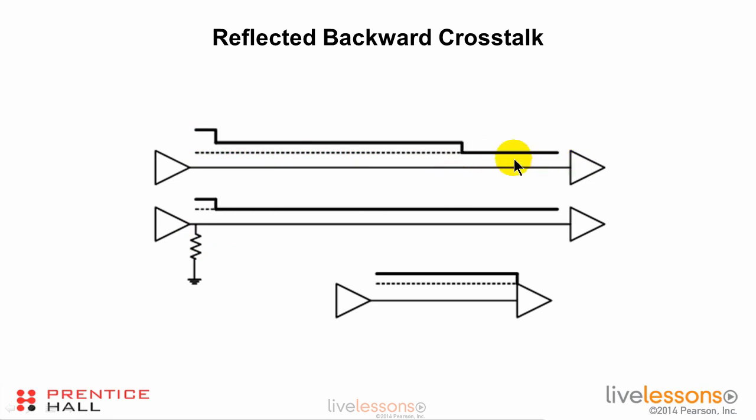So what happens at the far end with backward crosstalk depends on what the situation is back here at the near end. The backward crosstalk may show up at the far end of the victim trace if it reflects off this end, the near end, but the backward crosstalk signal may not show up at the far end of the victim trace if the near end of the victim trace is properly terminated.